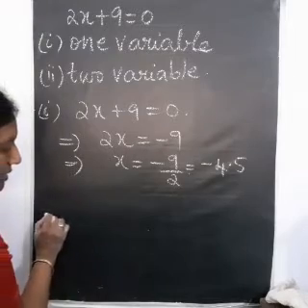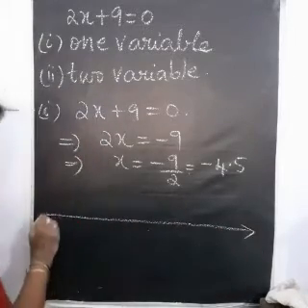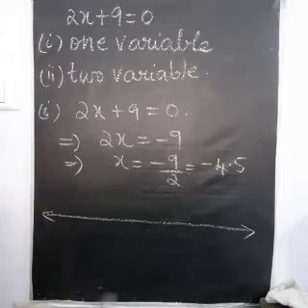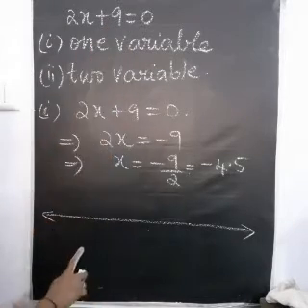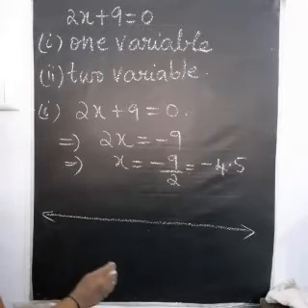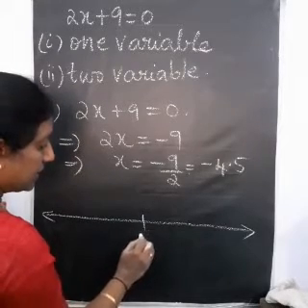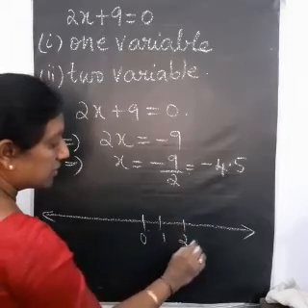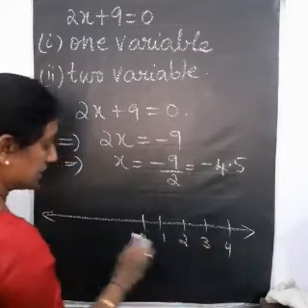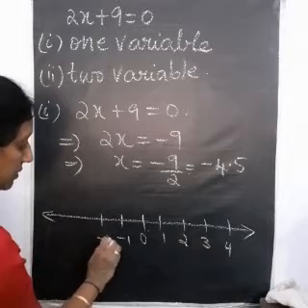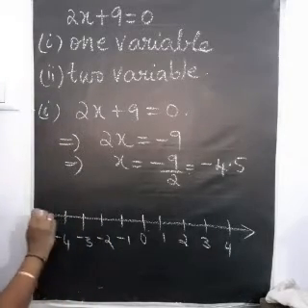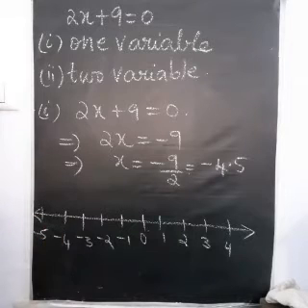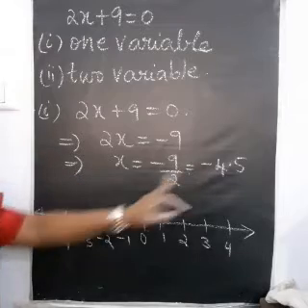So you will represent it on a number line. This equation will be represented as an equation in one variable on the number line. When you have the number line, just say you have 0, this will be 1, 2, 3, 4, etc. Here you get minus 1, minus 2, minus 3, minus 4, minus 5. So it is like this. Now where will I mark minus 4.5?